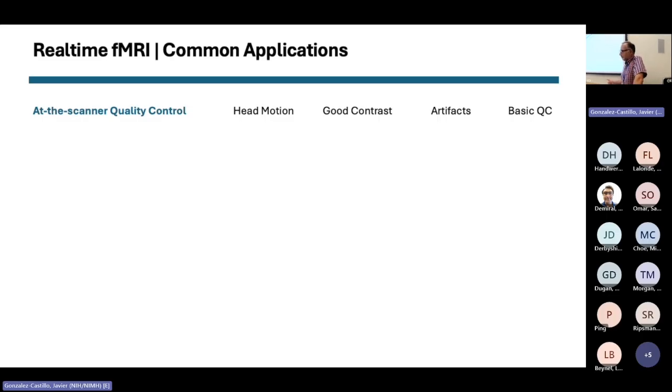Also, you can check the contrast because you might be playing with some parameter that you're not sure gives a good BOLD contrast. You can see whether you see your responses, artifacts, and basic QA. For educational purposes, it sounds silly, but it's really useful. There is nothing like seeing things happening right there.